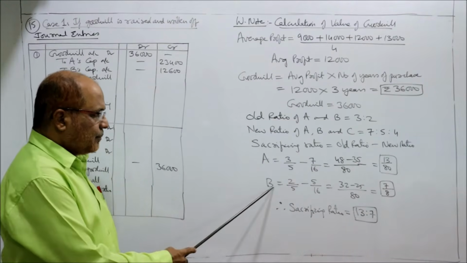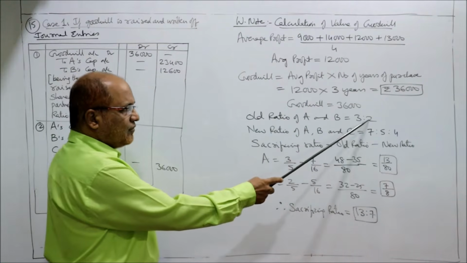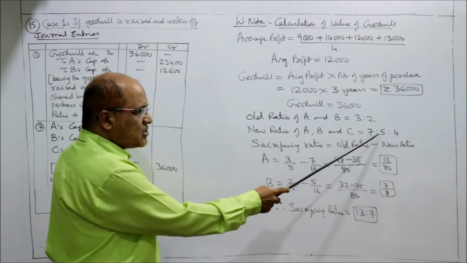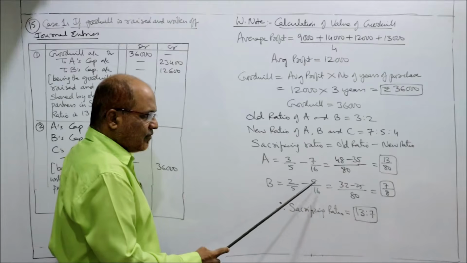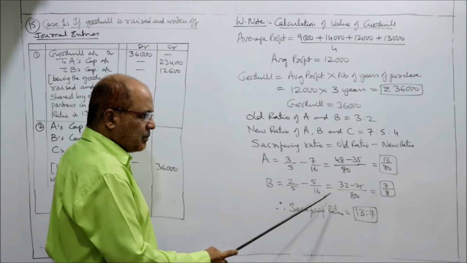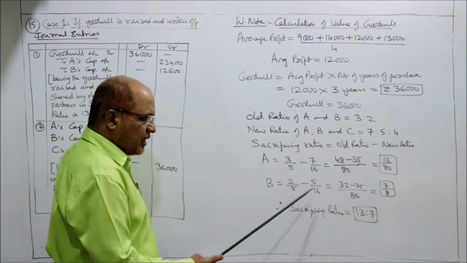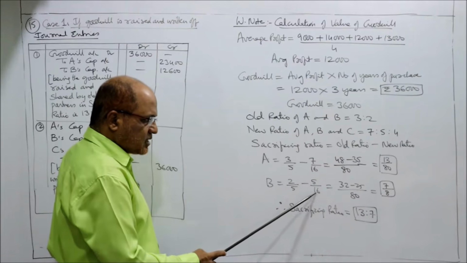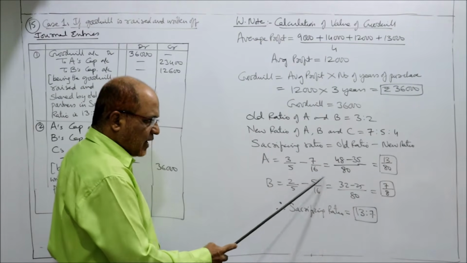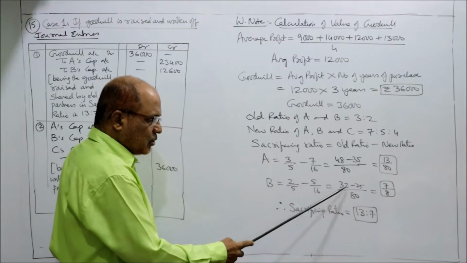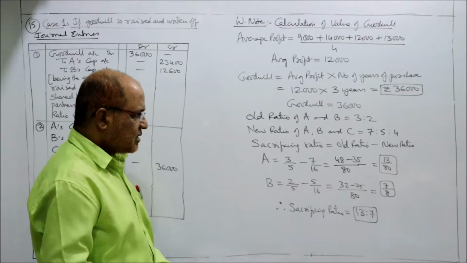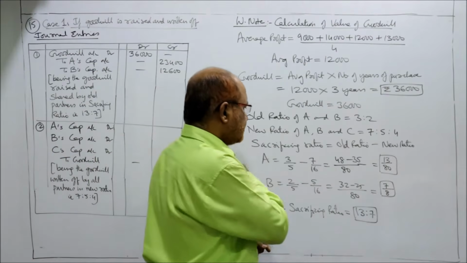13/80. B: the old ratio is 2/5, minus new ratio 5/16. So LCM is 80. 5 how many times goes into 80? 16 times. 16 2s are 32. 16 how many times goes into 80? 5 times. 5 5s are 25. So 32 minus 25 you'll get 7. 7/80.